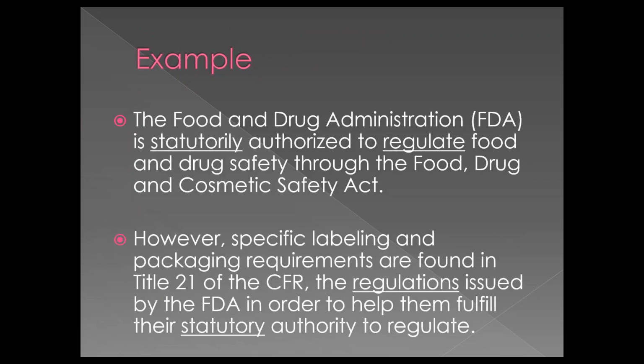So for example, the Food and Drug Administration has been given statutory authority to regulate food and drug safety, and that comes through the Food, Drug, and Cosmetic Safety Act. However, the specifics of the labeling and packaging requirements are going to come from Title 21 of the Code of Federal Regulations, the regulations that are then issued by the FDA in order to help them fulfill their statutory authority to regulate.